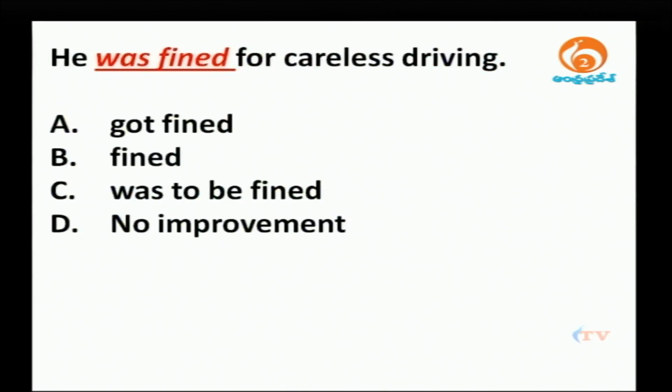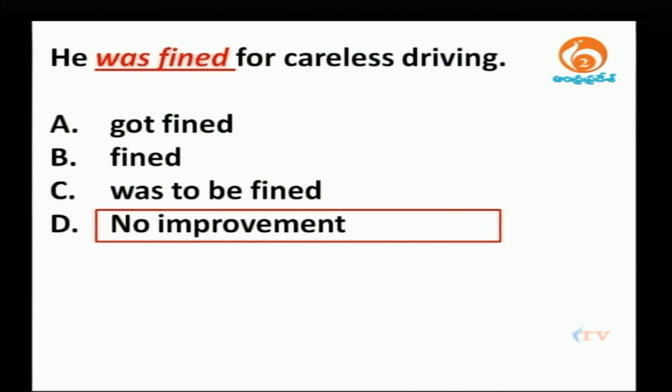He was fined for careless driving. Options. He got fined, he fined, he was to be fined, no improvement. Okay. No improvement because he was fined. You can't say he got fined or he fined. If you say he fined means he fined somebody else.